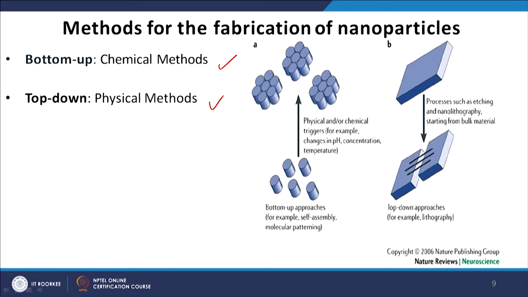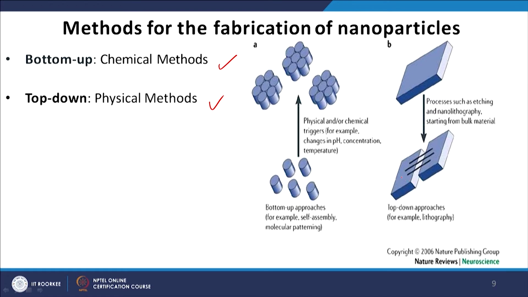For example, self assembly, molecular patterning. And to make this kind of structure or pattern from the unit structure, you need some physical or chemical triggers, for example, changes in pH, concentration, temperature. And then the top down approach, for example, lithography, where you start with a big structure and then by etching and by nanolithography you make a small structure.